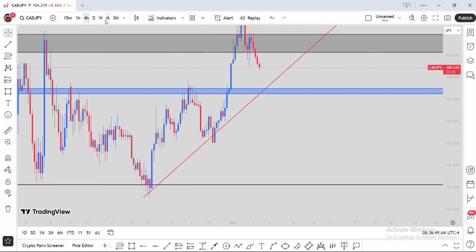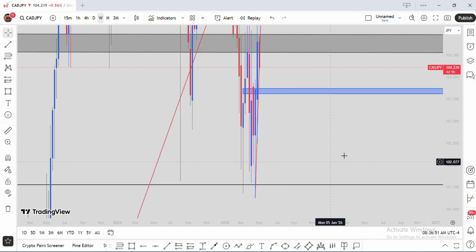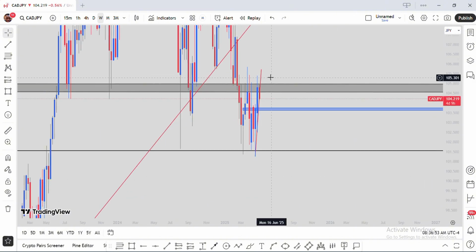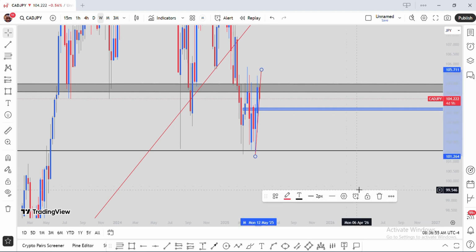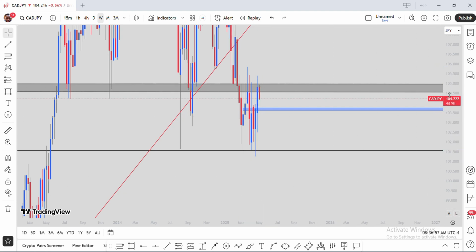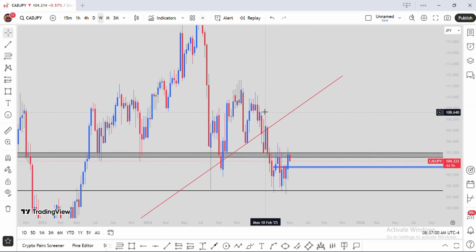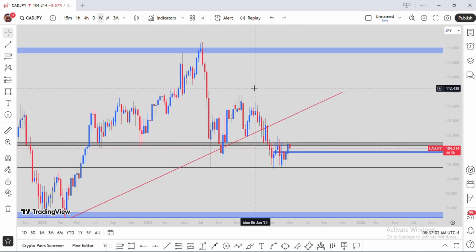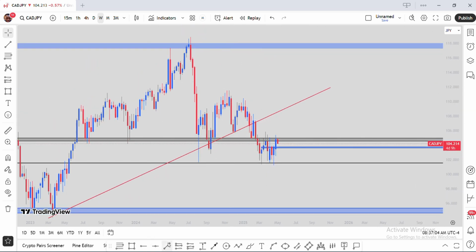But if price wants to continue moving higher, price can still do the opposite and break above this level and then continue moving back to the upside. For that to happen, price will have to break a trend line here. So there was still a trend line from this high.